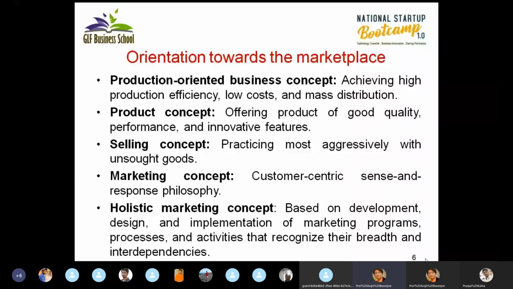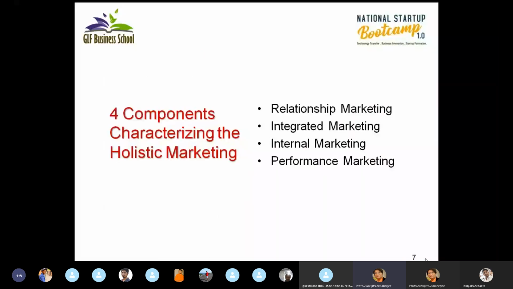We are now focusing on the holistic marketing concept, based on development, design and implementation of different marketing programs, processes and activities that recognize their breadth and interdependence. We also discussed the 4 components characterizing holistic marketing, which are relationship marketing, integrated marketing, internal marketing, and performance marketing.